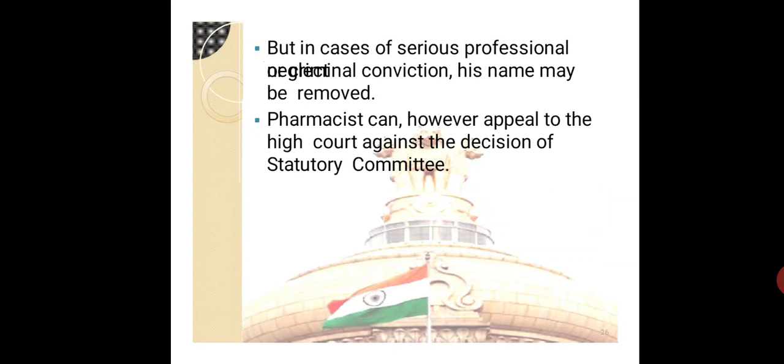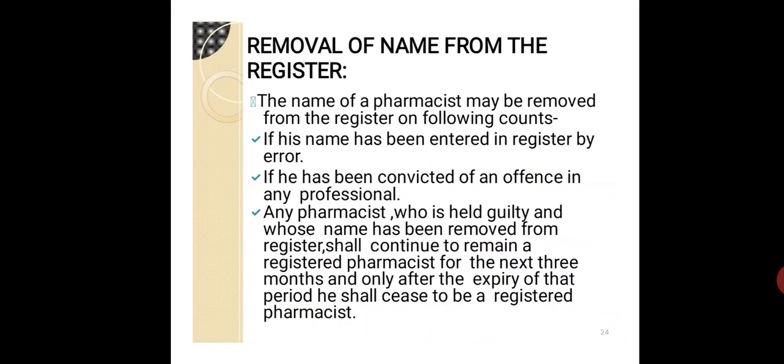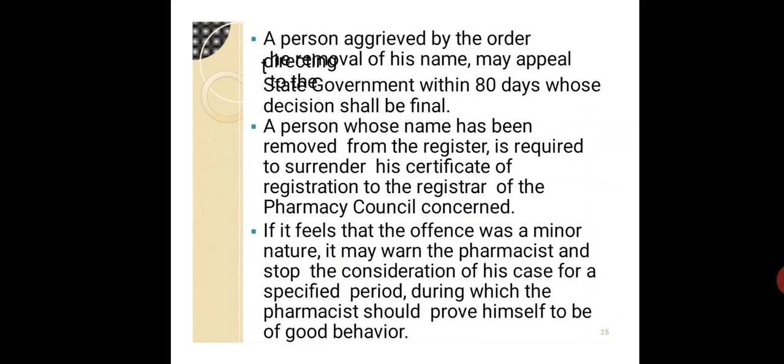In that, first, the name has been entered in the register by error. After that, offences in any profession. After that, after the expiry of that period he shall cease to be a registered pharmacist. After that, the pharmacist may appeal to the state government within 18 days, whose decision shall be final. After that, the person whose name has been removed from the register is required to surrender his certificate of registration to the registrar of the pharmacy council concerned.